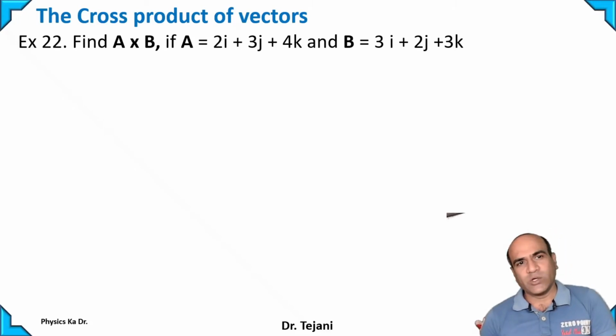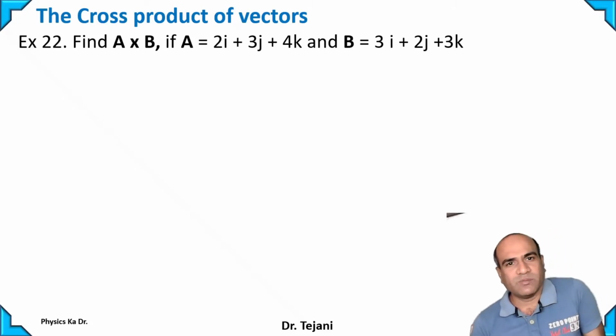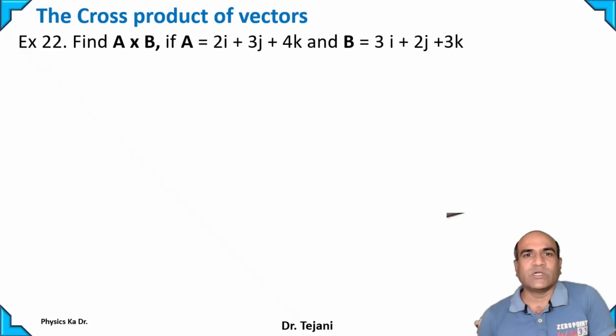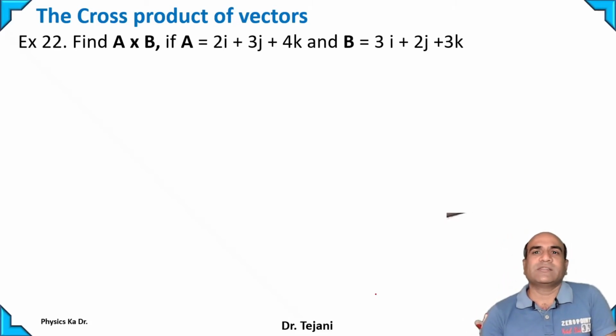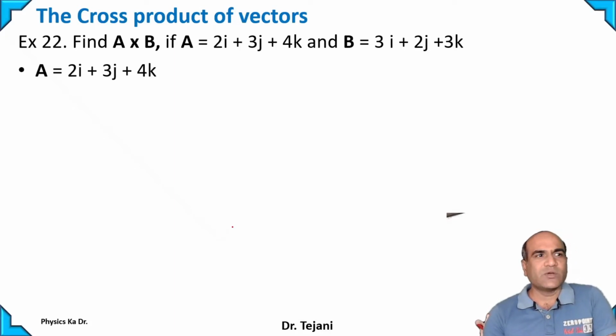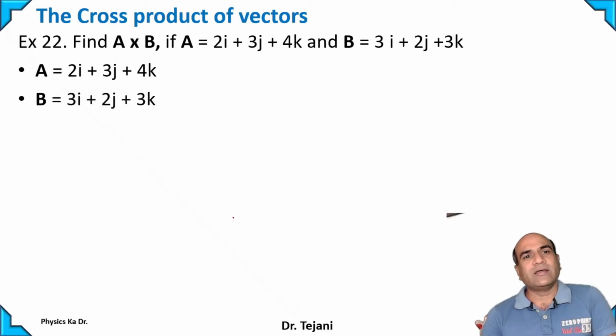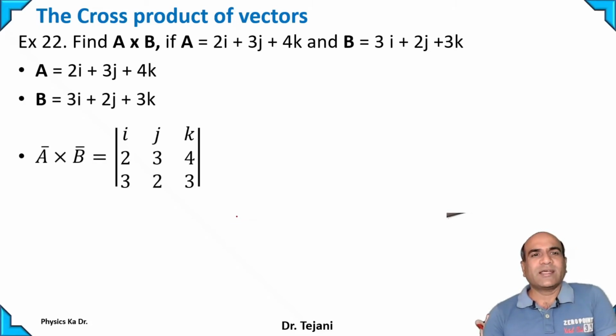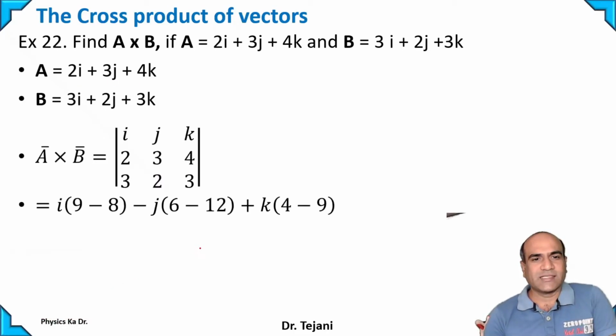Then example number 22: find A cross B if A is equal to 2i plus 3j plus 4k and B is equal to 3i plus 2j plus 3k. Let's put here A is equal to 2i plus 3j plus 4k, B is equal to 3i plus 2j plus 3k. What next? Matrices. Put A as 2, 3, 4 here. B is equal to 3, 2, and 3 here. Now what next?